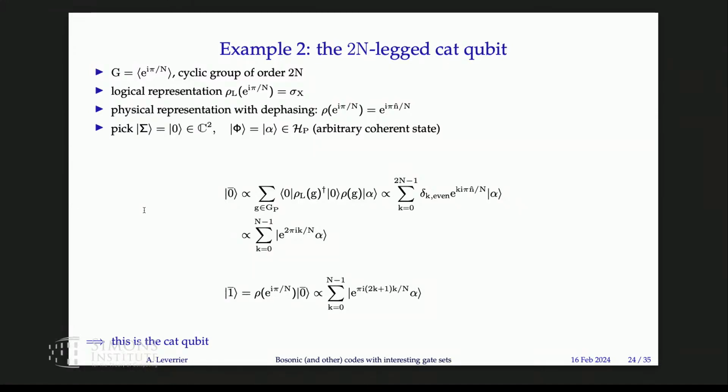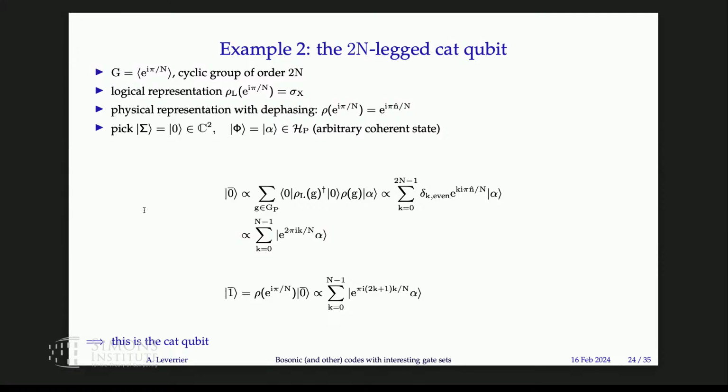You need a physical representation of that group, and you just use the very natural one, which is a dephasing operator by the same angle. And then you need to pick your two states. So again, you pick sigma equals 0. You pick phi, your physical state, to be a coherent state, an arbitrary one. And you can compute the thing, and you get the cat qubit.